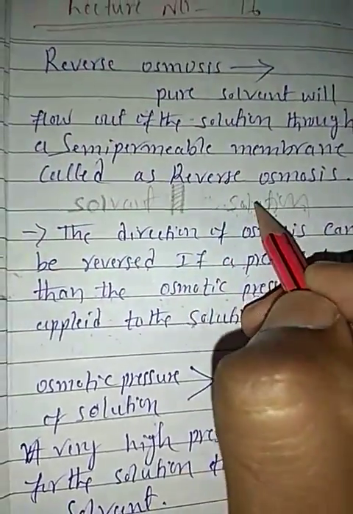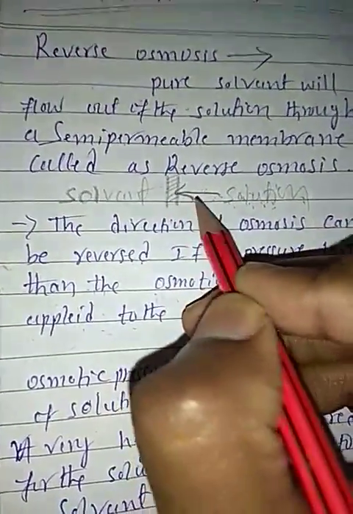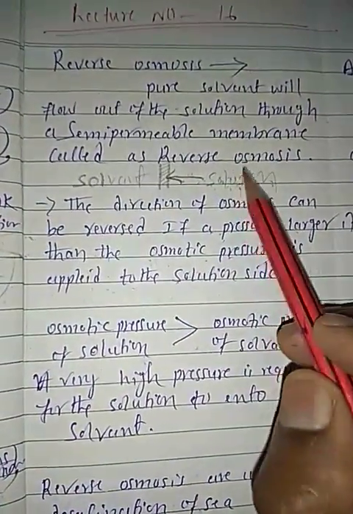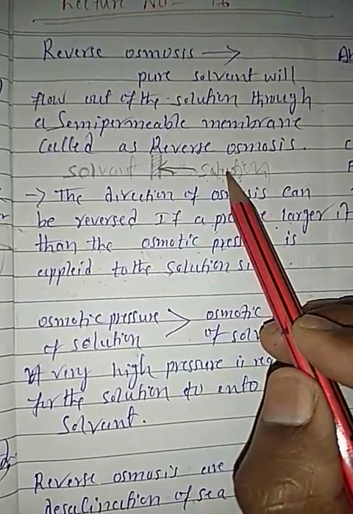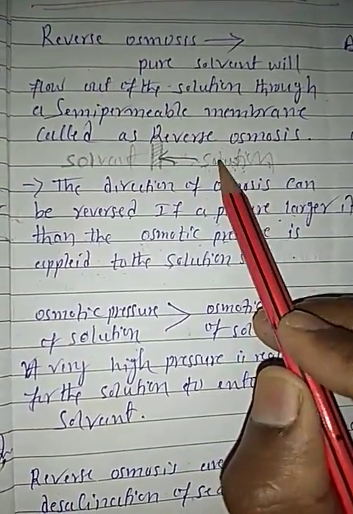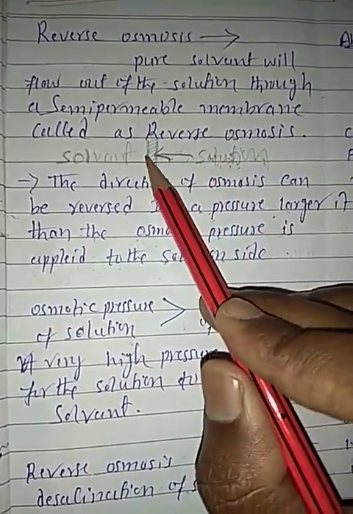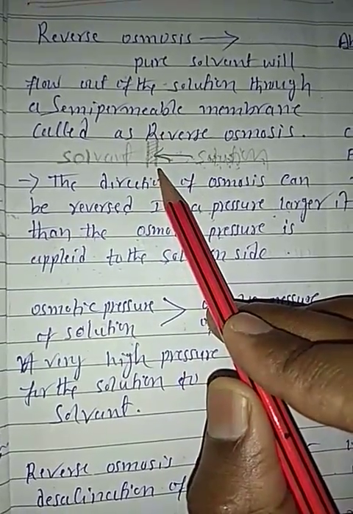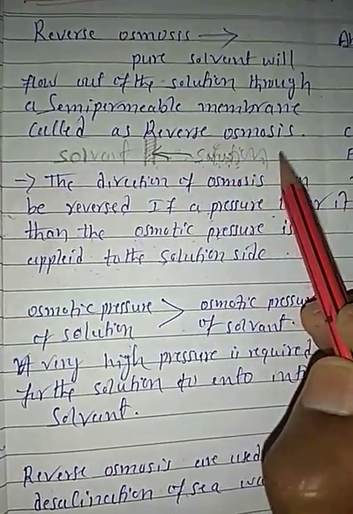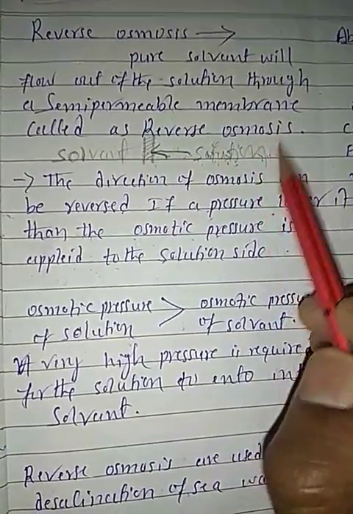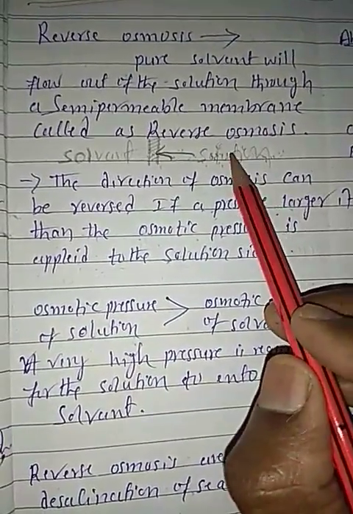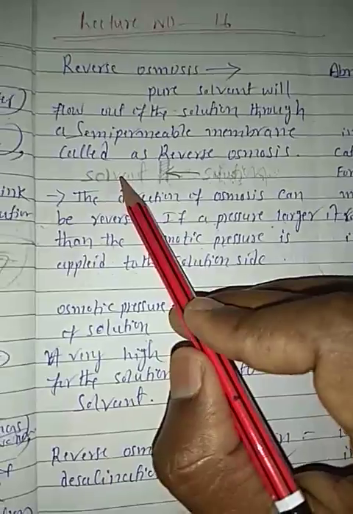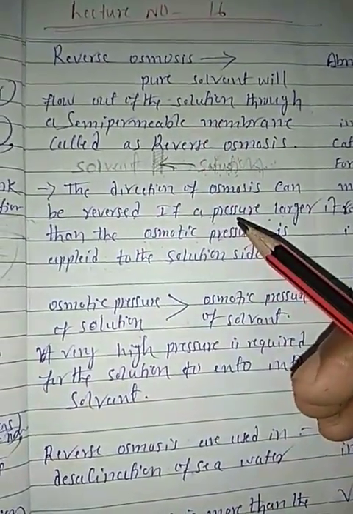So solvent particles from the solution enter into the pure solvent, right? In the solution, only solvent particles enter into the pure solvent through a semi-permeable membrane, and solute particles remain in the solution. Only solvent particles from the solution escape into the pure component. This is called reverse osmosis.